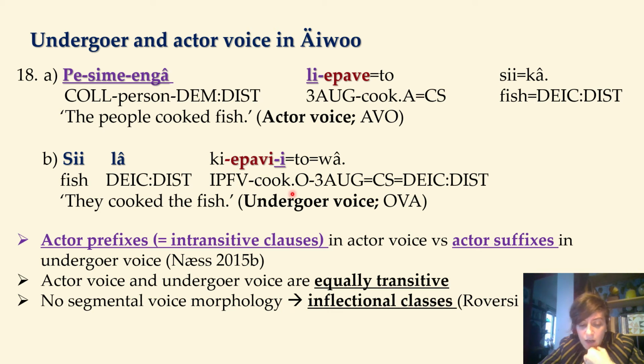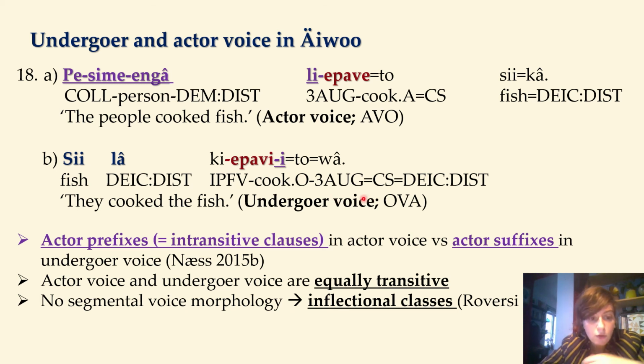So both the actor voice and the undergoer voice are equally transitive, so they display two core arguments, and are analyzed as equally morphologically marked. In terms of actors, the actors in the actor voice are expressed by prefixes. For instance, in 18a here, we have the prefix li, which cross-references the actor in a preverbal position. And this is different from the undergoer voice in 18b, where the actors are expressed by suffixes, in this case by the suffix e, expressing the third augmented person.